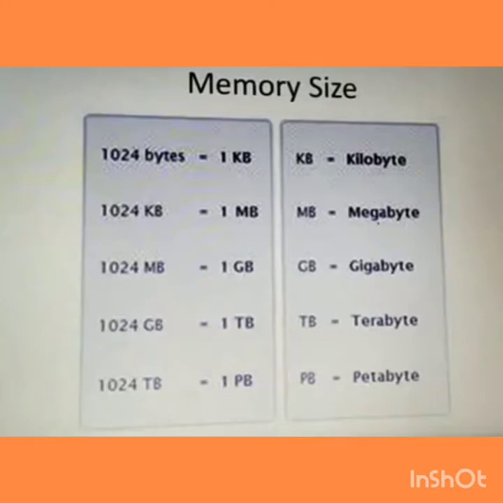1024 bytes is equal to 1 KB. 1024 KB is equal to 1 MB. 1024 MB is equal to 1 GB. 1024 GB is equal to 1 TB. And 1024 TB is equal to 1 PB. I have explained to you the full forms of the short forms.